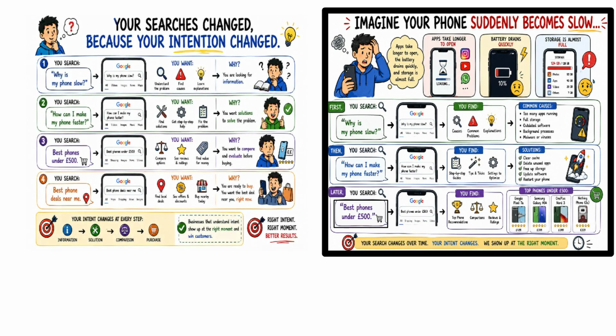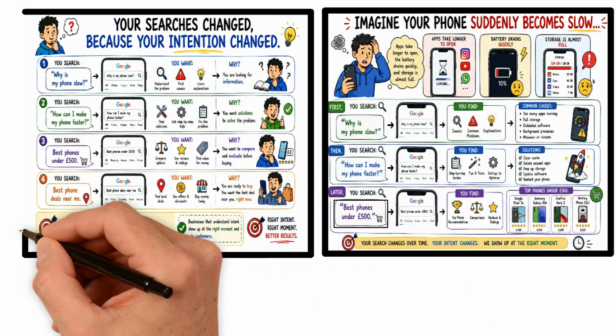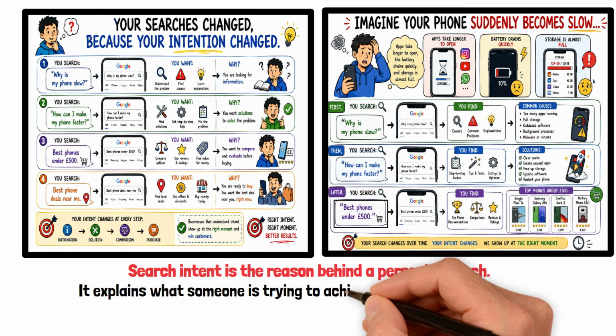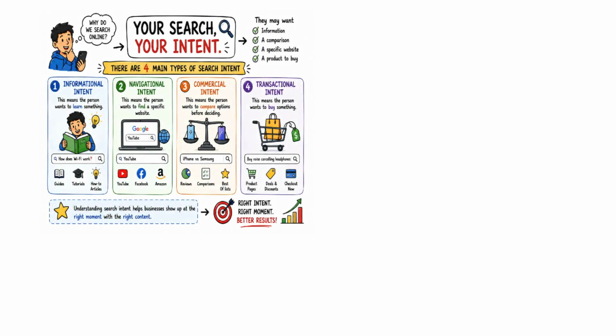Why did your searches change? Because your intention changed. This is called search intent. Search intent is the reason behind a person's search. It explains what someone is trying to achieve when they search on Google, YouTube, Amazon, TikTok, or an AI tool. They may want information, a comparison, a specific website, or a product to buy.